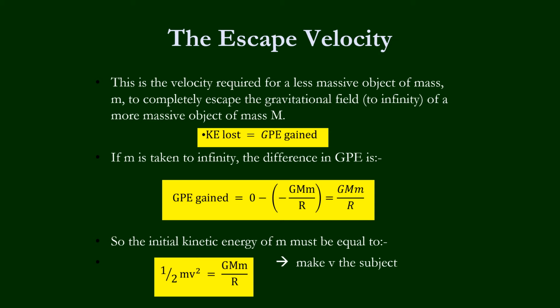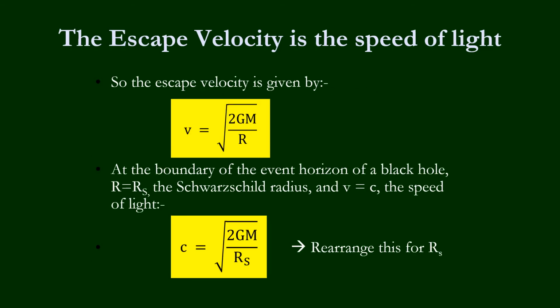So make V the subject. All we do is make V the subject. So rearrange, make V the subject. The escape velocity from our definition for the Schwarzschild radius is the speed of light. So V is c. We change r to rs for the Schwarzschild radius, and this is our escape velocity for the event horizon.